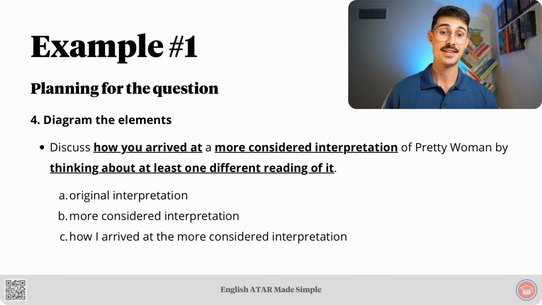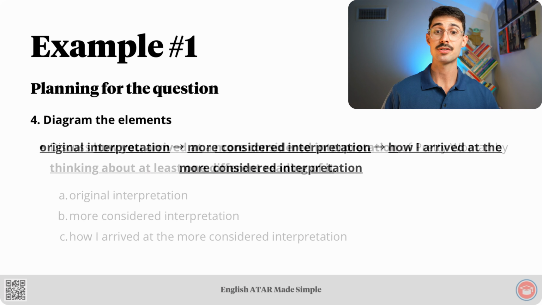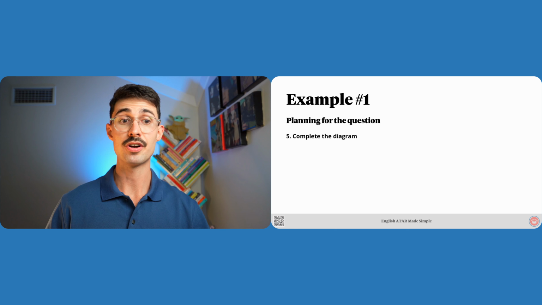But wait, there is another element, and that is how I arrived at the more considered interpretation. This part of my discussion must say that I've arrived at the more considered interpretation in relation to considering at least one different reading. So these are our elements. This is what they look like in diagram form. Moving on to step number 5, which is complete the diagram.